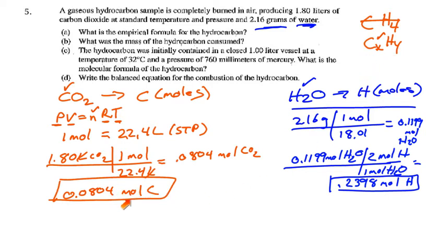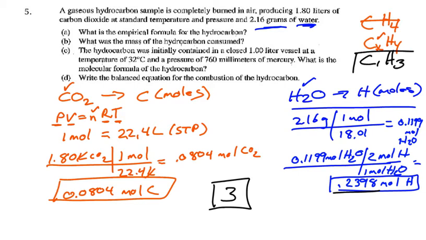But of course we have to have them in whole number ratios. So which of these two do you think we're going to divide by to get them to a whole number ratio? Well, the answer is always the smaller one. So I'm going to divide this one by 0.0804, and that's going to be 1. I just got to figure out this divided by 0.0804, and when I do that, I get almost exactly 3 for that answer. And I didn't write down that last step, but you definitely should. Divide this by 0.0804, and you'll find out that the ratio is C1H3. So that is the empirical formula, and that is part A.